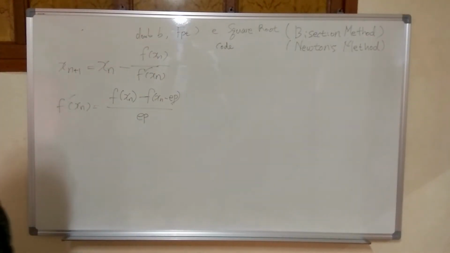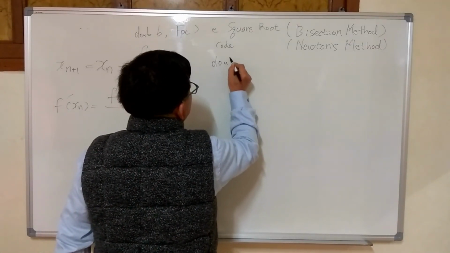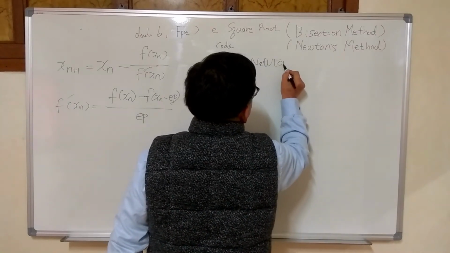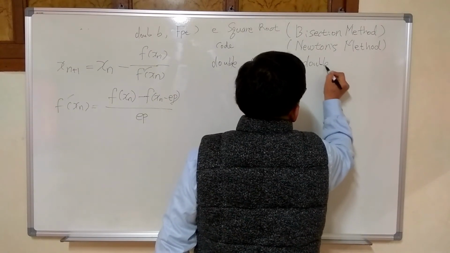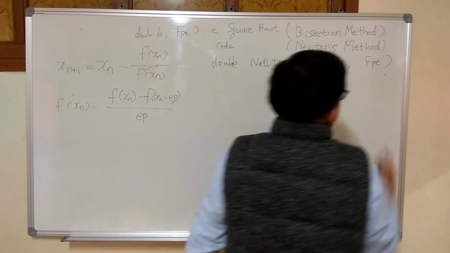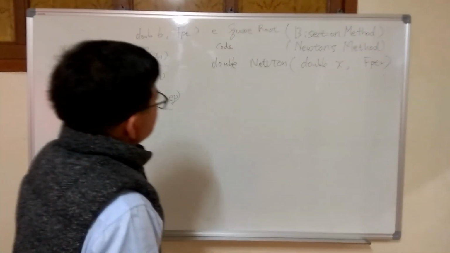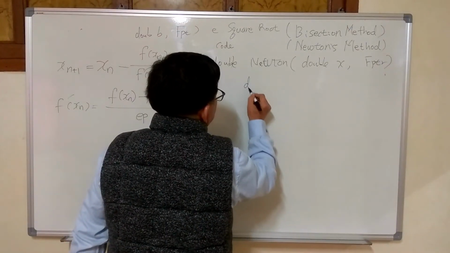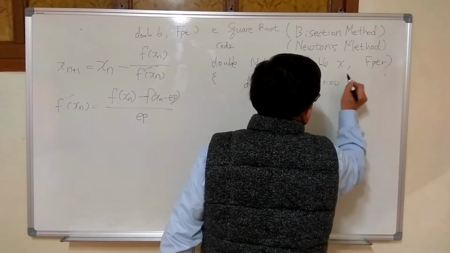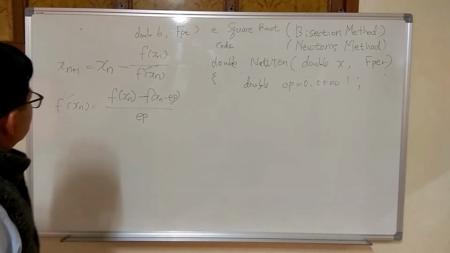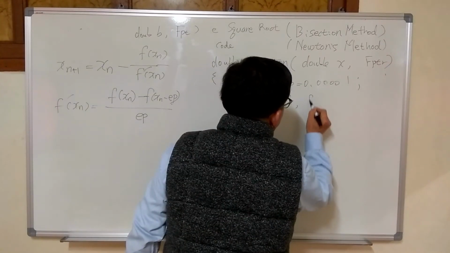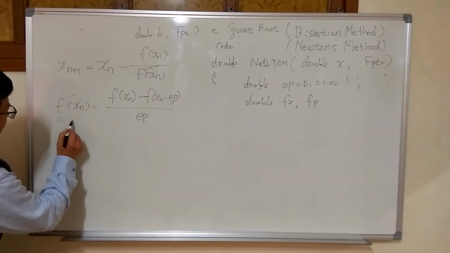Now we are making complete C++ code. Double Newton, with the initial value and a function pointer, I will say fptr. Now here double EP, some small number like this. Then we need double fx and fp.